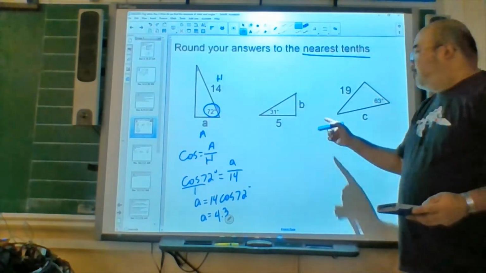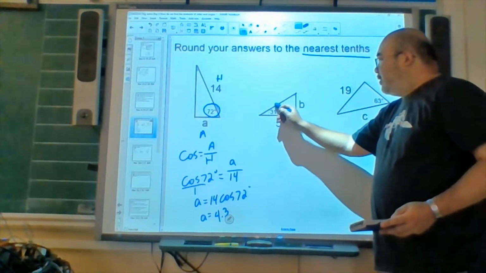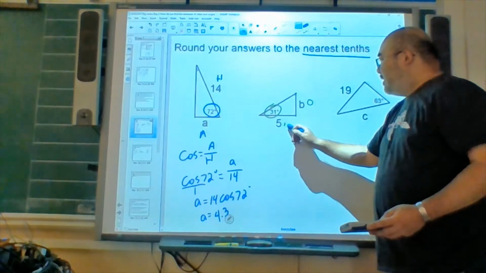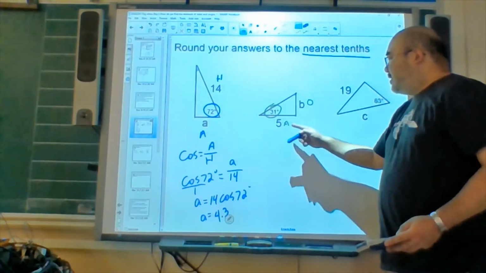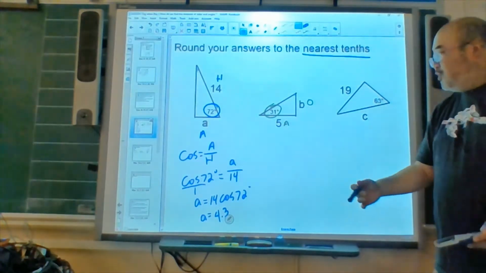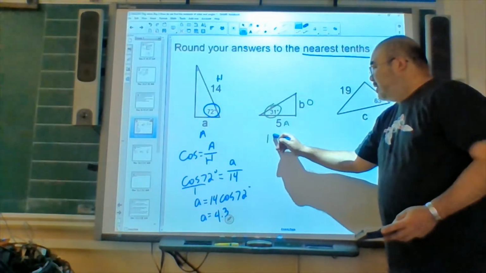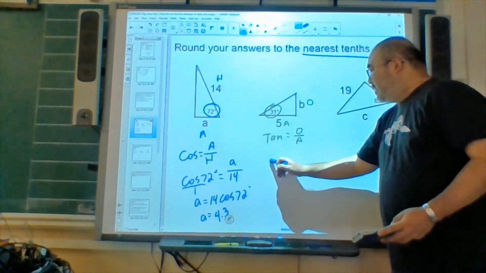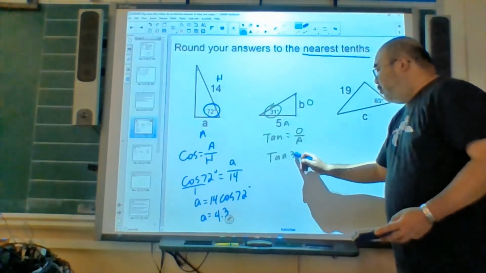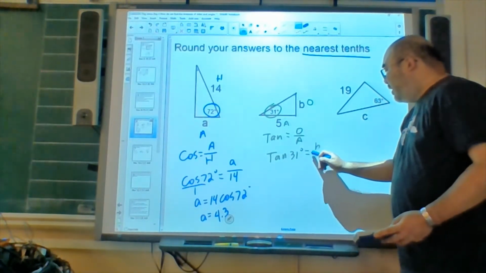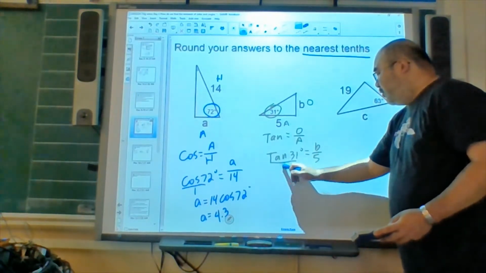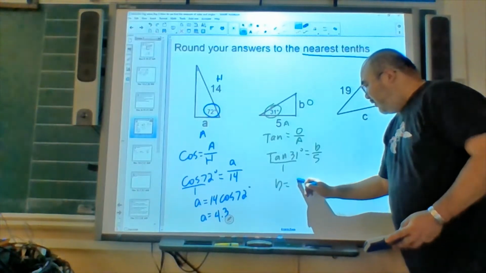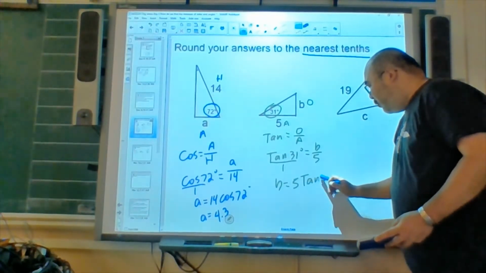For our second problem here, for B, here is our angle of 31 degrees, and this is the leg opposite over the leg adjacent. So leg opposite over adjacent tells us that we're going to use a tangent ratio, and tangent is the leg opposite over leg adjacent. And so the tan of 31 degrees is equal to B over 5. We're going to cross multiply here to get B equals 5 tan 31 degrees.